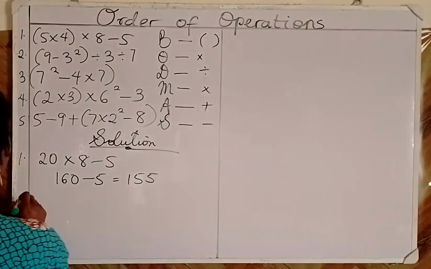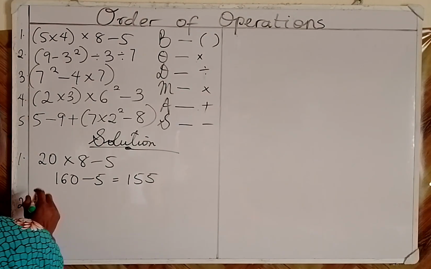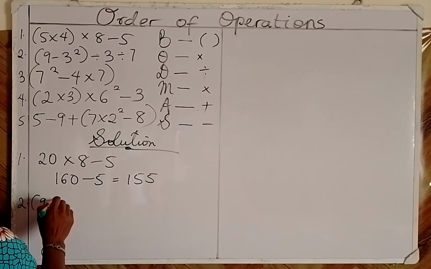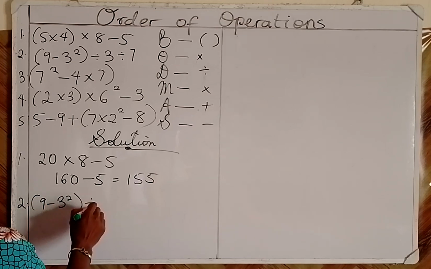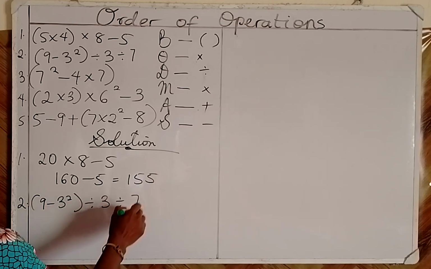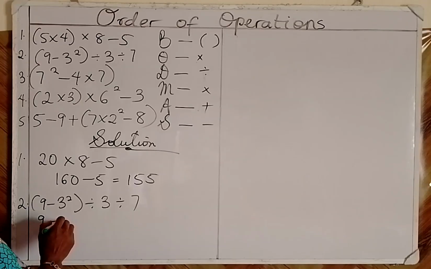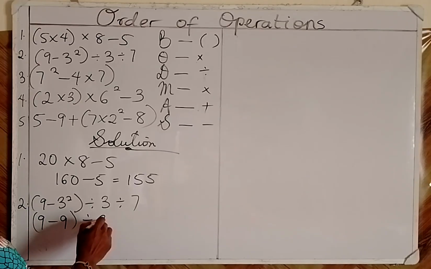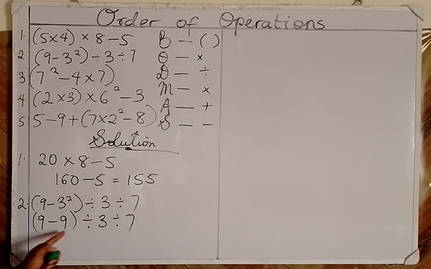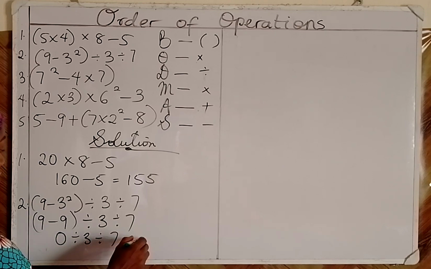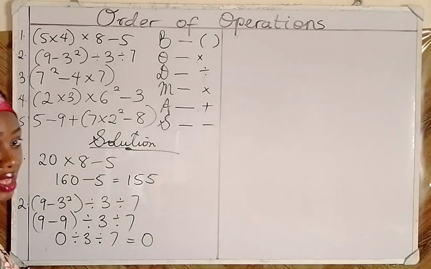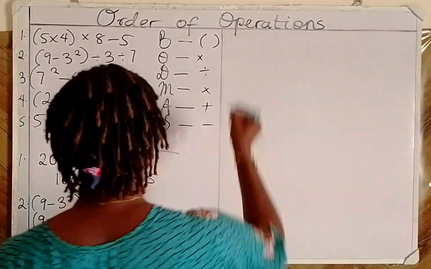Alright, now question 2, we have 9 minus 3 squared divided by 3 divided by 7. So we're going to open this bracket first. Minus 9, right, which is still in the bracket, divided by 3 divided by 7. 9 minus 9 is what? 0. And 0 divided by 3 divided by 7 equals 0. And that's the final answer for question 2.